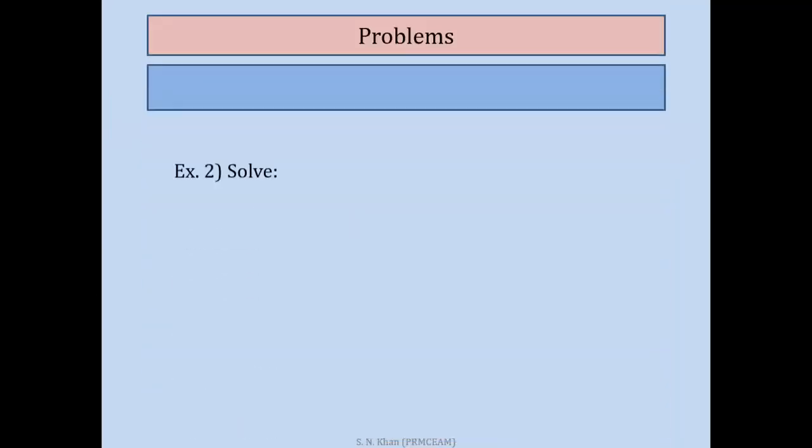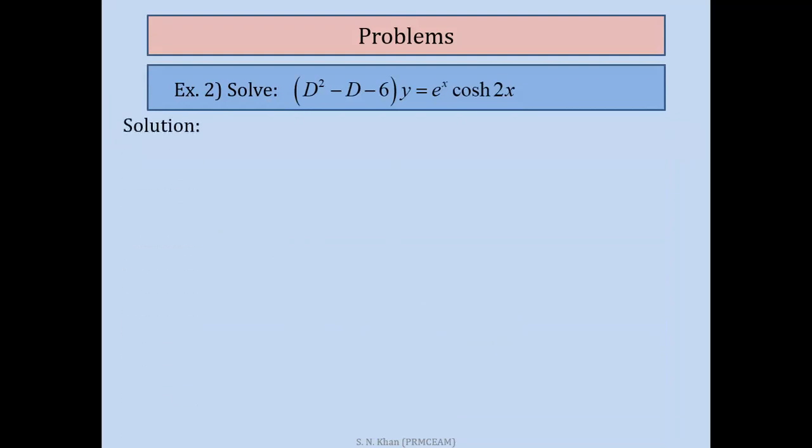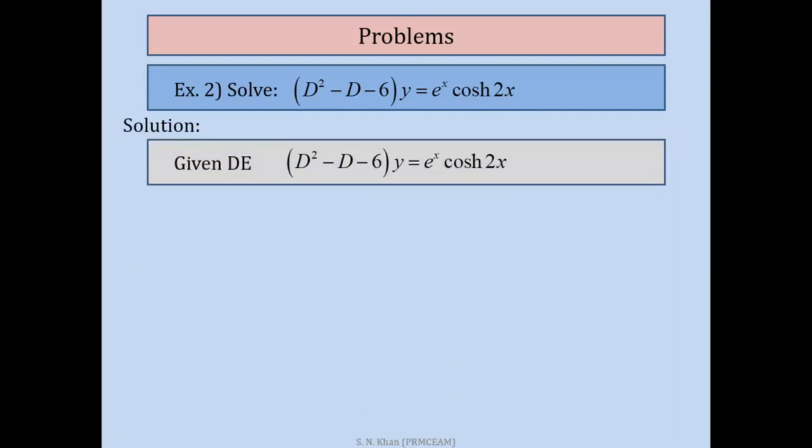Now, moving to the next problem. Solve d square minus d minus 6 operating on y equal to e to the power x into cosh twice x. So, as usual, we will start with given differential equation. It is d square minus d minus 6 operating on y equal to e to the power x into cosh of twice x.